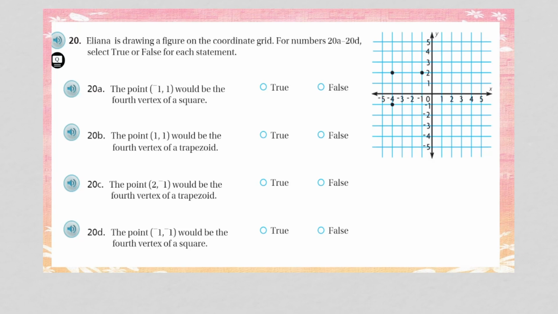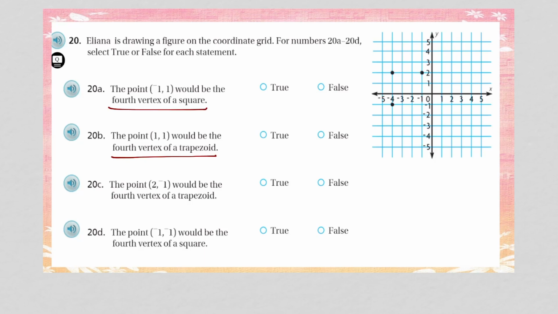Okay, all this is asking, it wants to know the fourth vertex of a square. And it also wants to know the fourth vertex of a trapezoid. One of these is going to be a yes for a square. One of these is going to be yes for a trapezoid. Some of you put no on all of them, and I'm like, wait a minute. There have to be 2 yeses, 2 no's, okay?